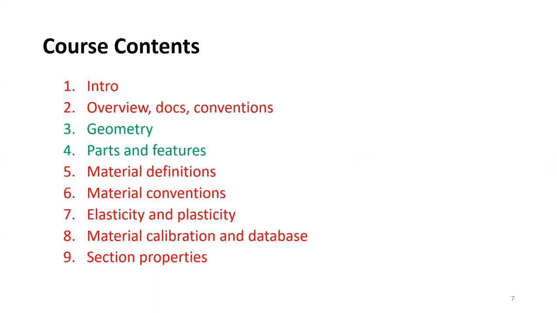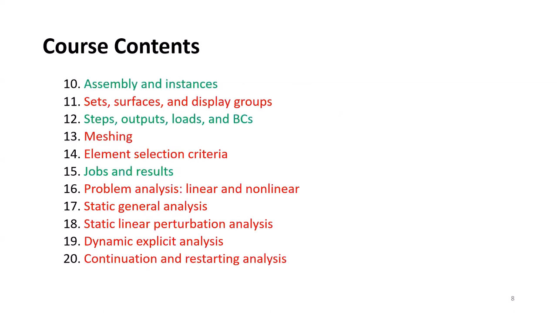Now, let's come to the course contents. We'll start with some Abaqus conventions and documentations, which will give us a more organized start. Then we'll learn the modules one by one: part, property, assembly, step, meshing, job, etc. Now, some of the modules require some associated and important additional learning. For example, meshing requires some knowledge of element selection criteria.